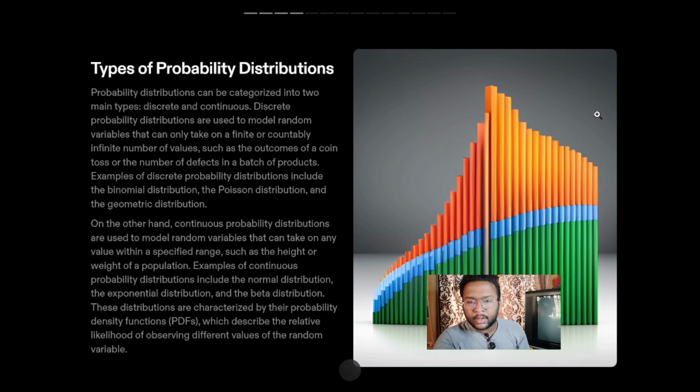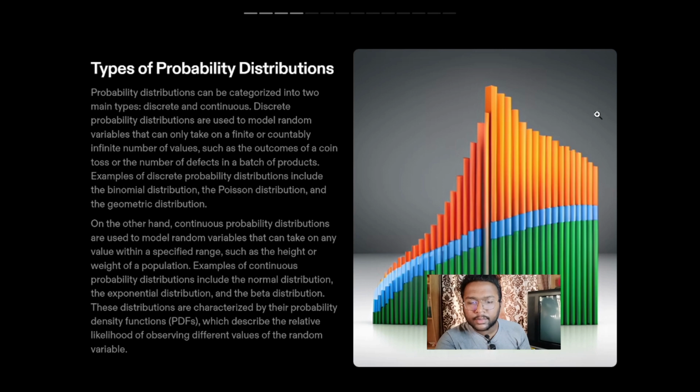Types of probability distribution. There are different types of probability distribution. They can be categorized into two main types: one is discrete and one is continuous. Discrete probability distributions are used to model random variables that can only take on a finite or countably infinite number of values. So in this we have finite or countable values. It is called discrete, such as the outcomes of a coin toss or the number of defects in a batch of products. Examples of discrete probability distributions include binomial distribution, Poisson's distribution, and geometric distribution.